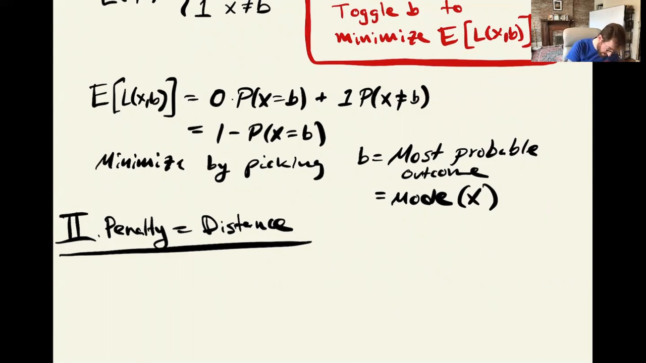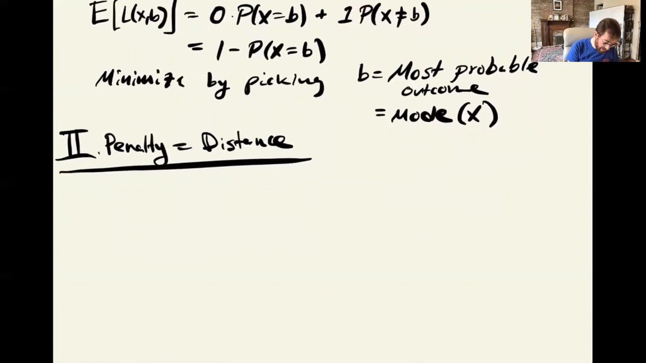All right, so what does that mean mathematically? Well, in this case, what we're going to say is that L of X, B is going to be equal to the Euclidean distance on the real line. So that's X minus B. So the absolute value of X minus B.